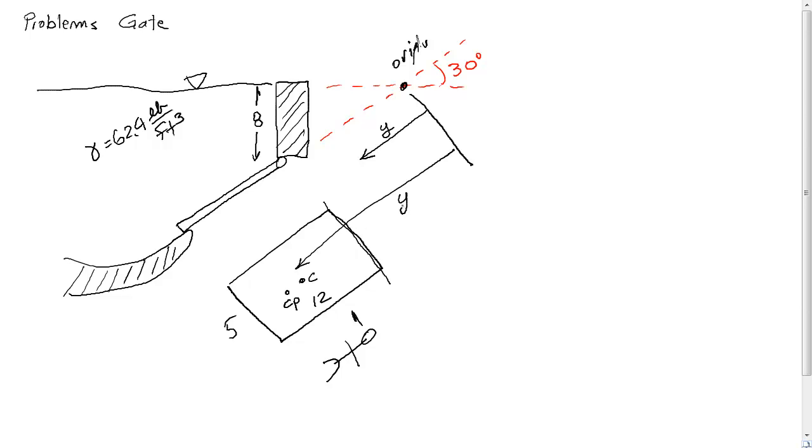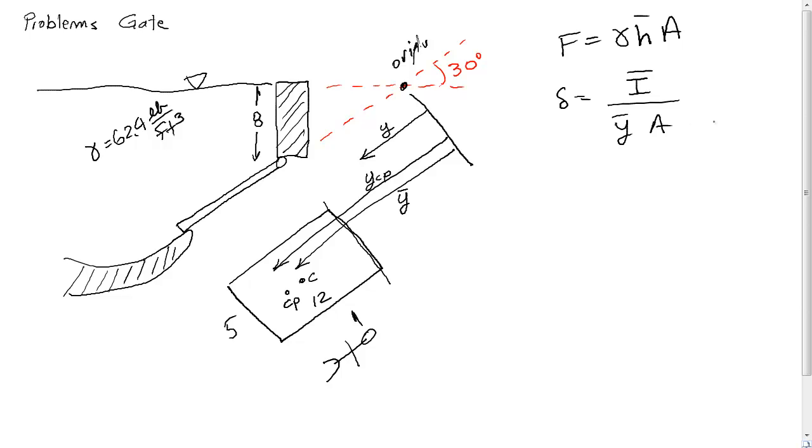This is y bar, y center of pressure. Well, you have to remember F is equal to gamma h bar A, and then my delta is equal to I bar over y bar area. So with that in mind, I recognize that I need to find some simple values here. Gamma, A, I'm trying to list them in maybe the least to most complicated.